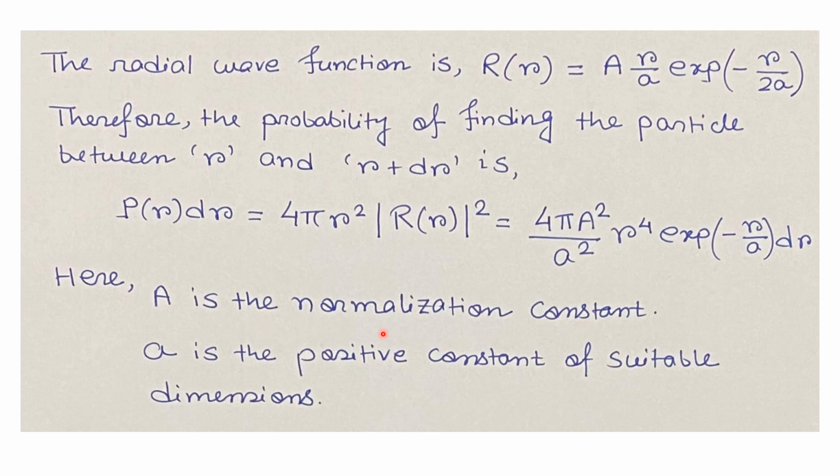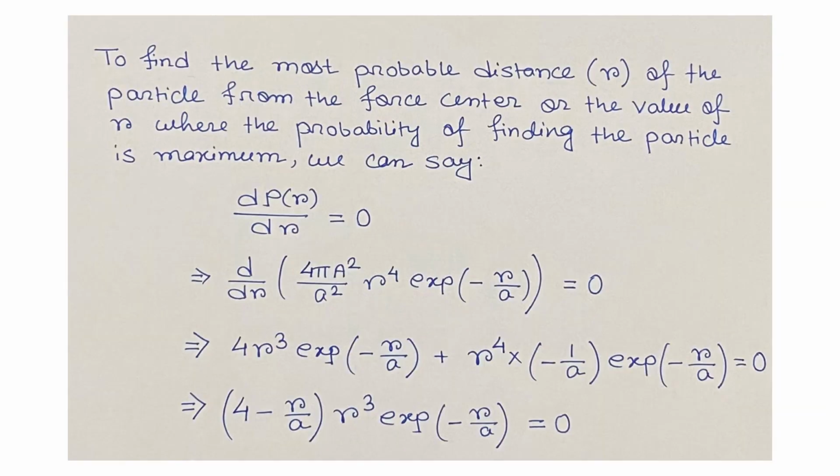Here A is the normalization constant and a is the positive constant of suitable dimensions. To find the most probable distance r of the particle from the force center, or the value of r where the probability of finding the particle is maximum, we can say in this case the derivative of the probability density function P of r with respect to the position r should be 0.